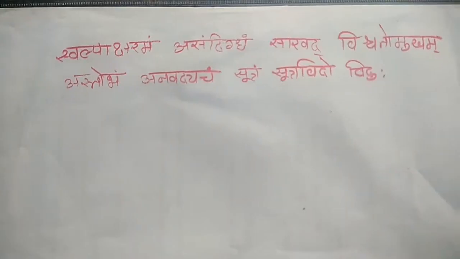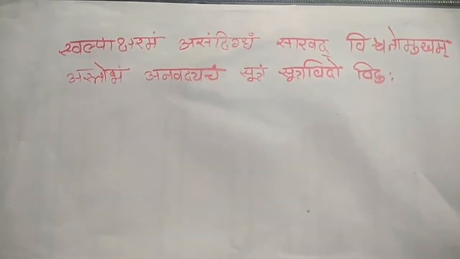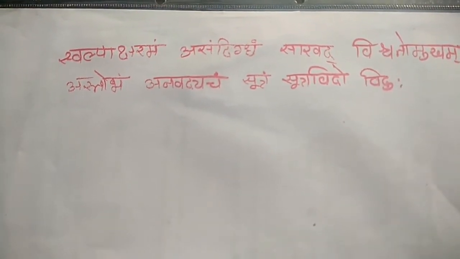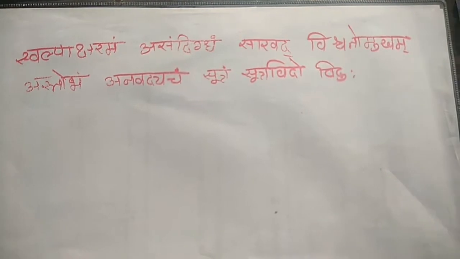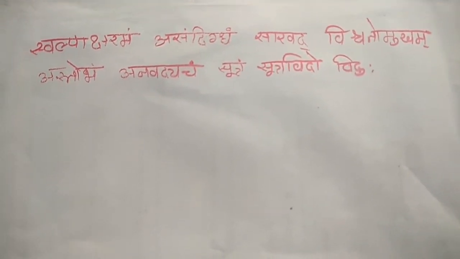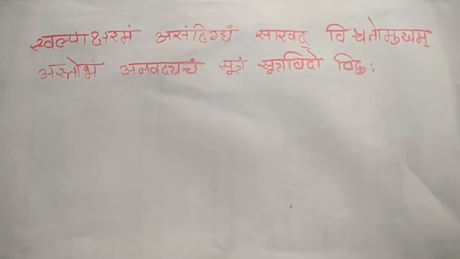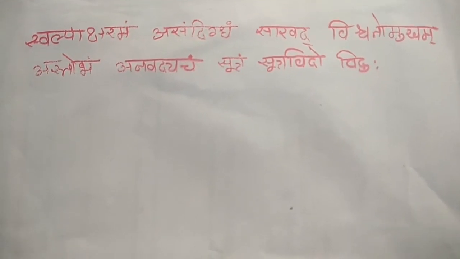In Vedic maths, we will find 16 formulas and 13 sub-formulas. Formula means sutra and sub-formula means upasutra. What is meant by formula? In Sanskrit, there is a shlok that says: Swalpaksharam asandigdham sarvada vishvotmukham astobham anavadyam cha sutram sutravido vidu.